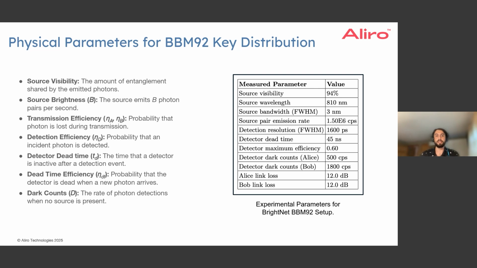The source brightness is the number of photon pairs that are emitted per second. Transmission efficiency captures how much loss there is during transmission. Detection efficiency captures how much loss there is during detection.